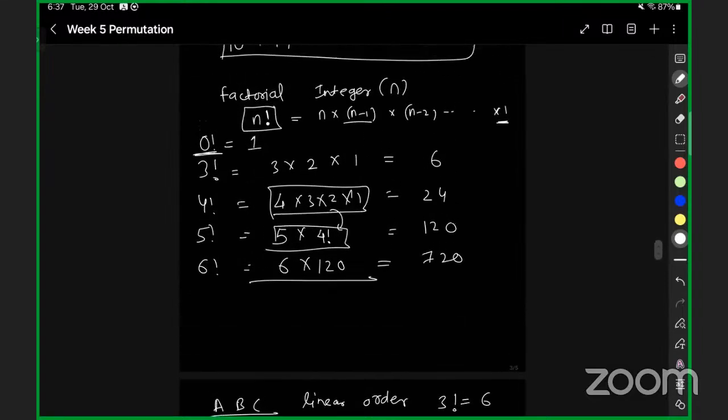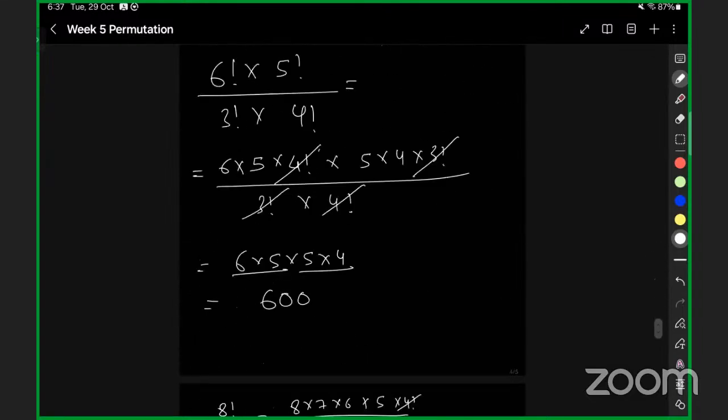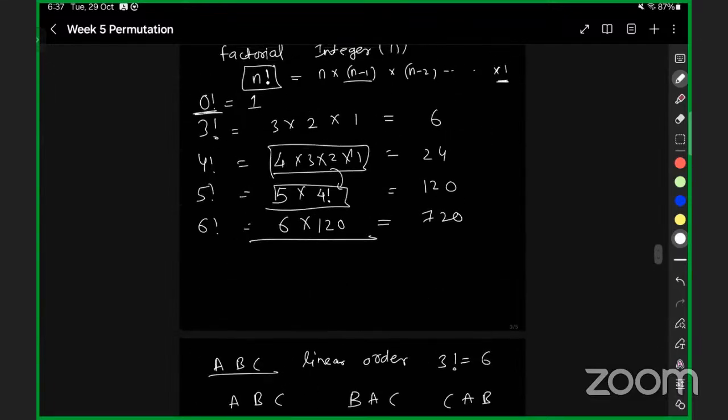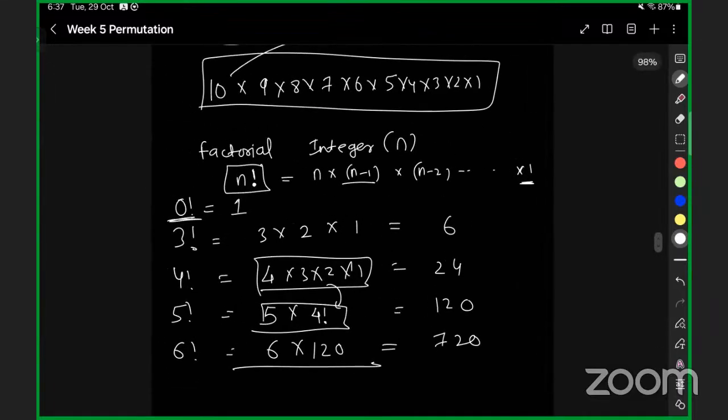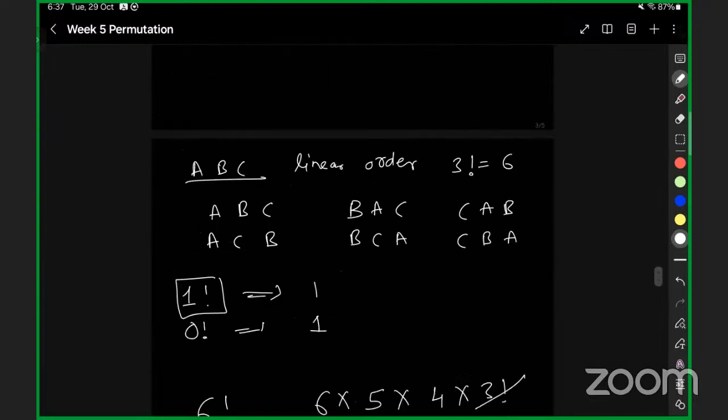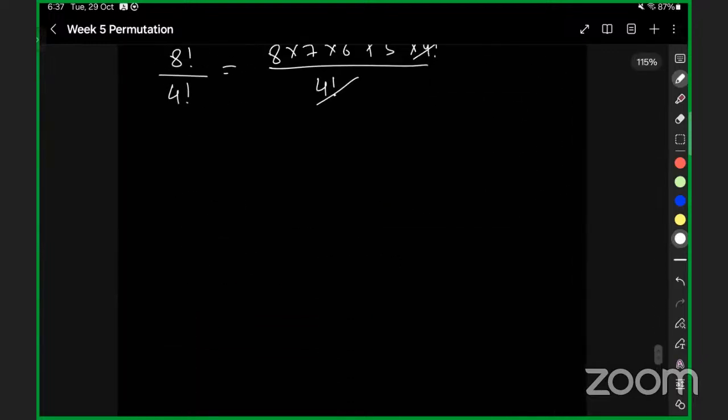So what is this about? Tell me what do I have to solve? At first, 7 into 6, by 4 into 3. Convert these terms into factorial. You want to convert them into factorial.